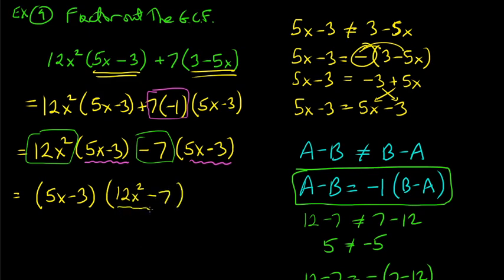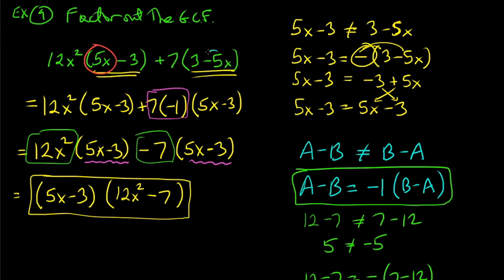Right, and now there's nothing else to do here. The 12x squared and the negative 7 have nothing else in common, so we know we are factored completely. Okay, so again, a bit of a tricky one when you see the terms in the opposite order, right? And they have opposite signs. In other words, this is a positive 5x here. This is a negative 5x. This is a negative 3 in the first one, and this is a positive 3 in the second. Then you know you can always do this trick of factoring out the negative 1.